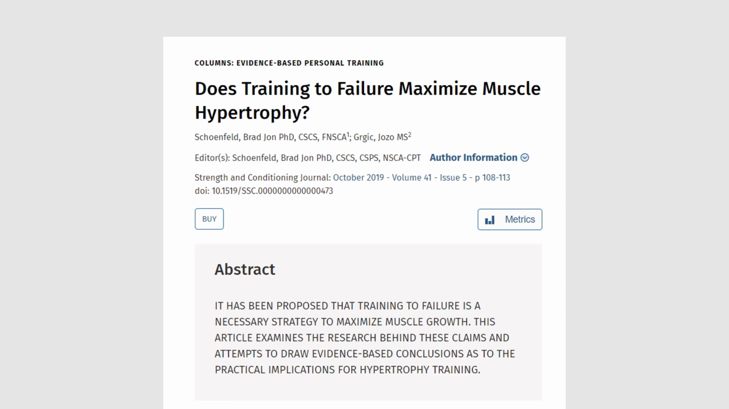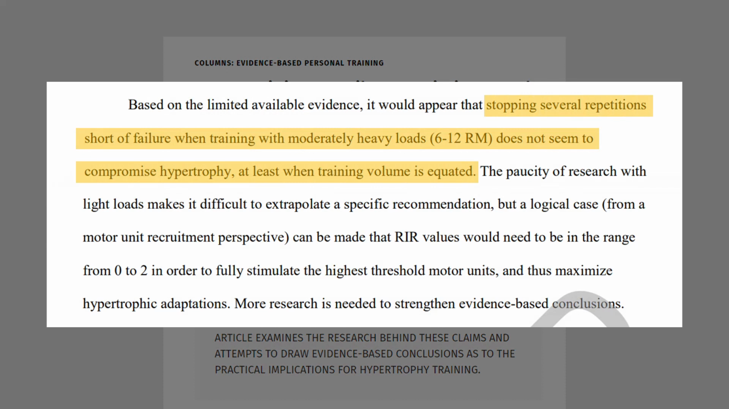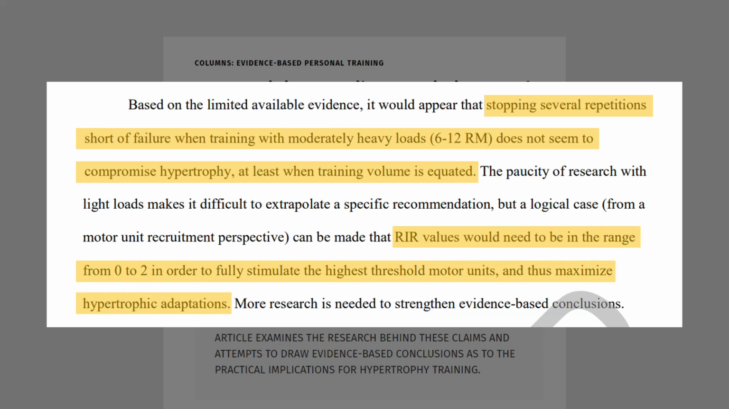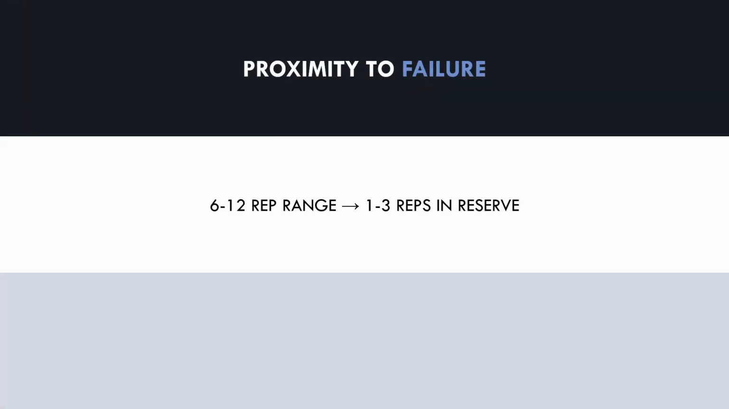This research review concluded that heavier loads in the 6 to 12 rep range seem to recruit all muscle fibers from very early in the set and therefore don't need to be taken as close to failure to maximize muscle hypertrophy. Although lighter loads in higher rep ranges should be taken around 0 to 2 reps in reserve to fully stimulate the highest threshold motor units. A practical guideline would be to take sets in the 6 to 12 rep range around 1 to 3 reps before failure, and sets in the 12 to 20 plus rep range around 0 to 2 reps before failure.